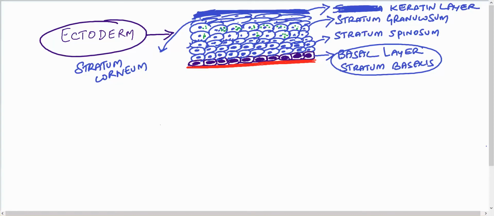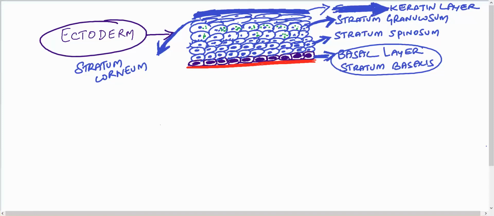So first the basal cells are formed. From the basal cells they divide and form the stratum spinosum cells, and the stratum spinosum cells mature and form the stratum granulosum cells. Then they again completely mature and form stratum corneum cells, and finally they die and form this keratin layer.